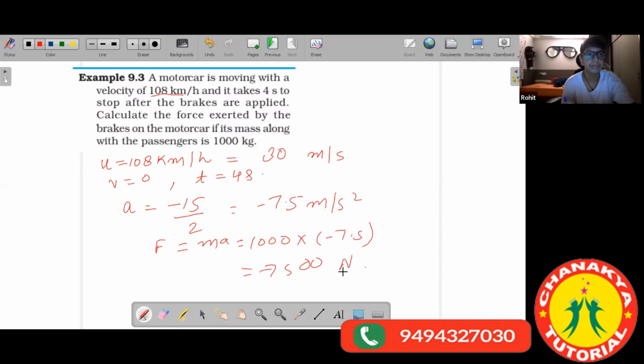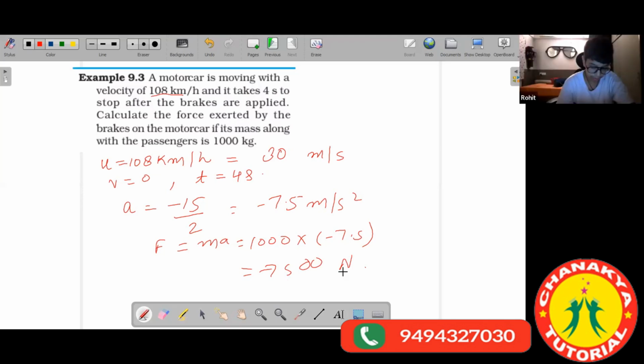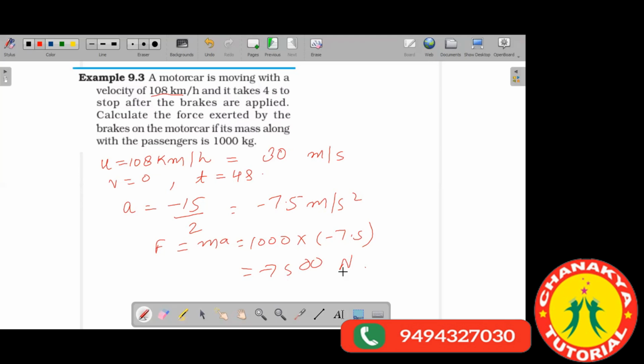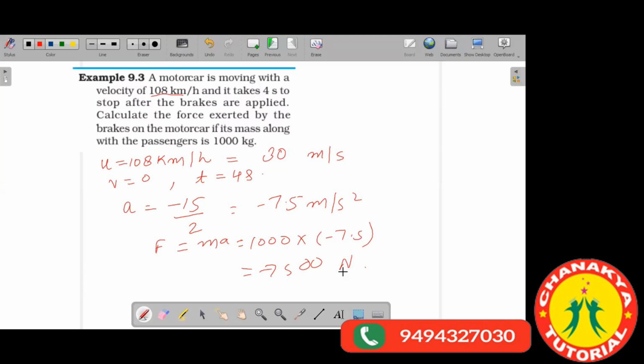Yes, sir. Okay, so I think now you are getting the concept. Anyone who is facing any difficulty? No, sir, no difficulty. This 7,500 force represents the friction force, no? Yeah, what happened? Sir, this represents the force applied by the brakes, no, sir? The negative one. Yeah, this force is a retarding force. The brakes apply the retarding force. Okay, okay, sir.